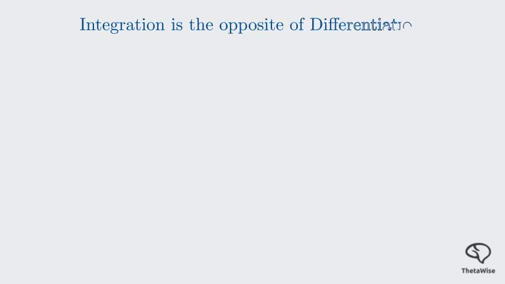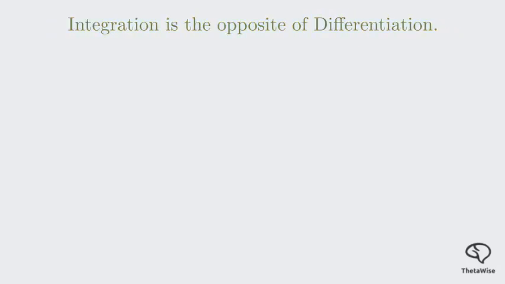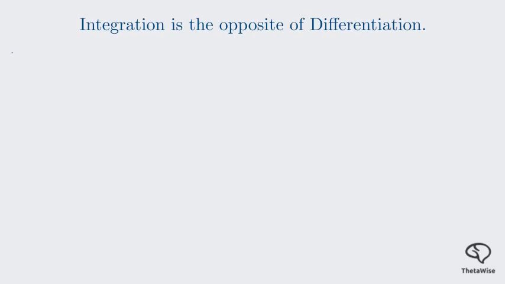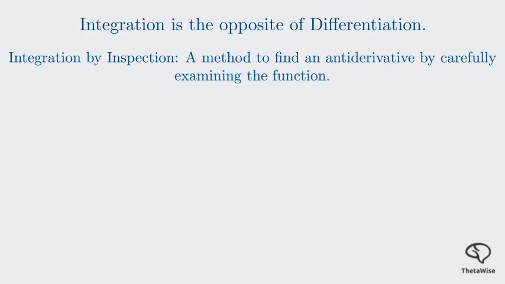So, what exactly is integration by inspection? Let's break it down. At its heart, inspection relies on the fundamental relationship between differentiation and integration. We know that integration is simply the reverse process of differentiation. If we can see the derivative of a function inside an integral, we can work backward to find the original function. This method is a shortcut. It's a way to find an antiderivative by carefully examining the function and recognizing a familiar pattern. Instead of going through lengthy calculations, we can predict the original function just by looking.